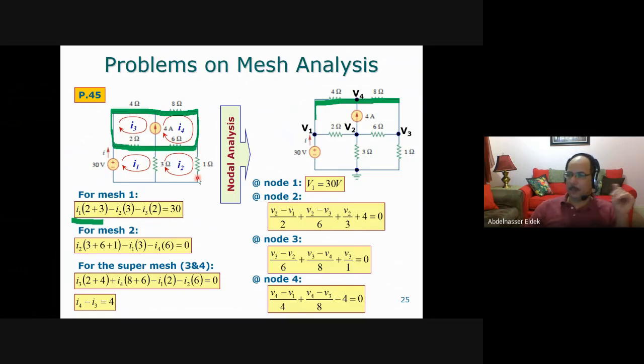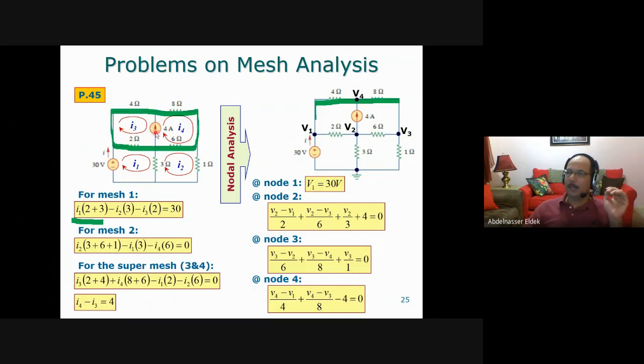Then this is the super mesh, I3 and I4. First you need to write a relationship between I3 and I4. 4 ampere equals I3 minus I4 or I4 minus I3. You don't have a third option. According to this, I4 is positive, then I3 is negative. Then 4 ampere equals I4 minus I3.